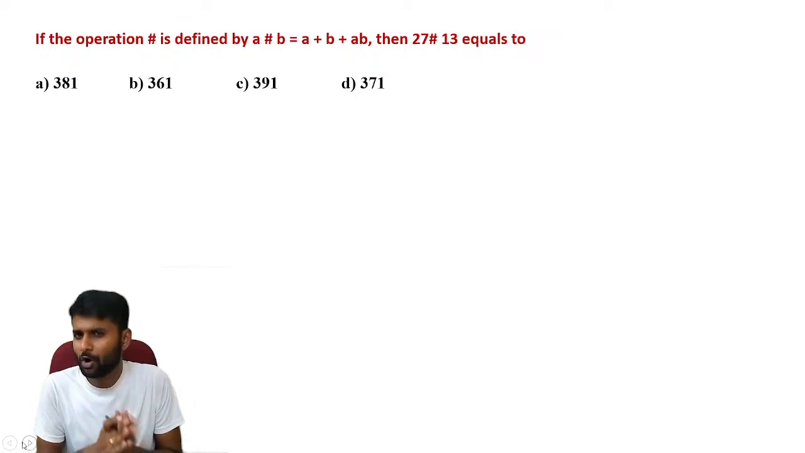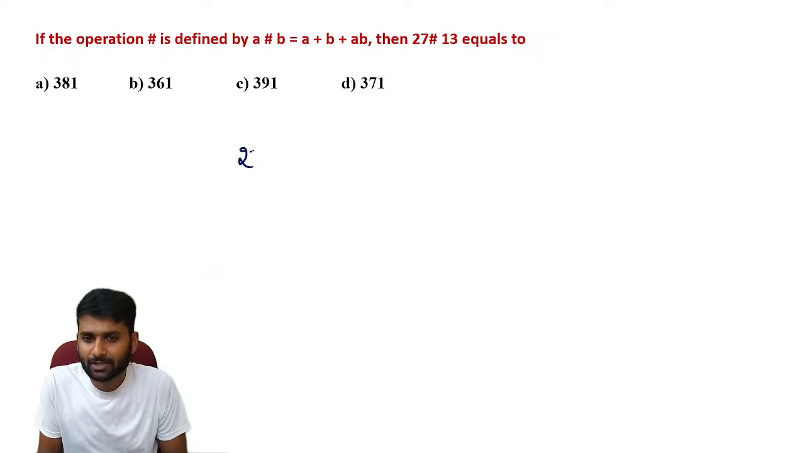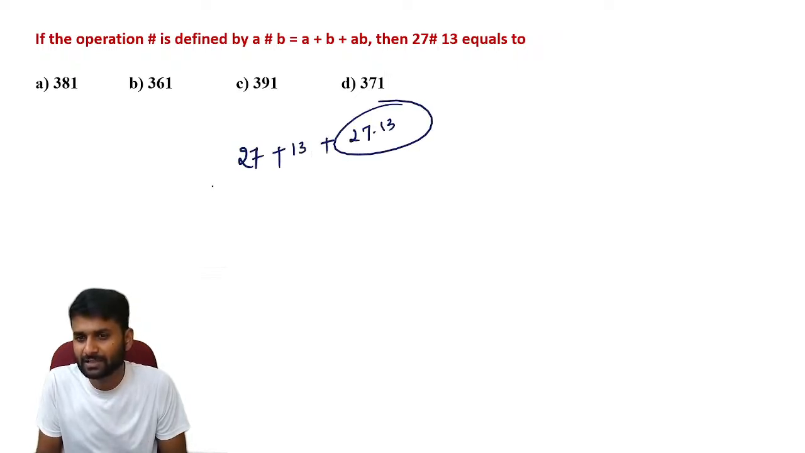See the question. If the operation is defined as A ∗ B = A + B + AB, then what is the value of 27 ∗ 13? So 27 plus 13 plus 27 multiplied with 13.